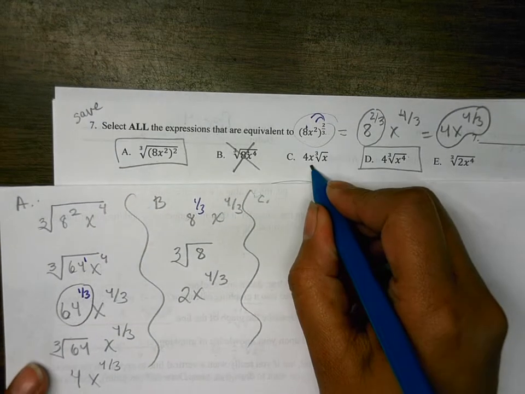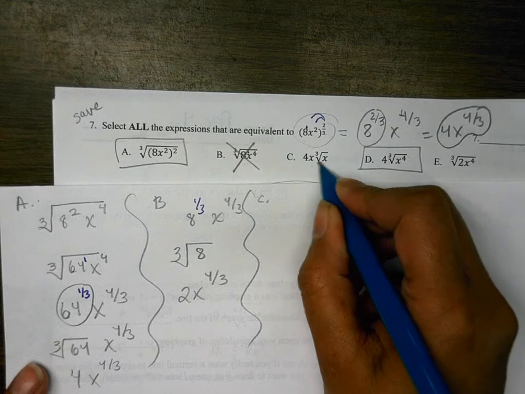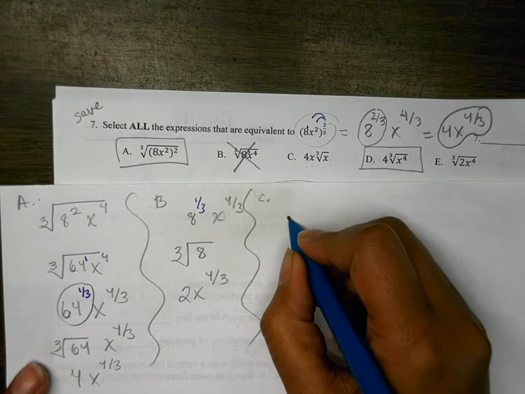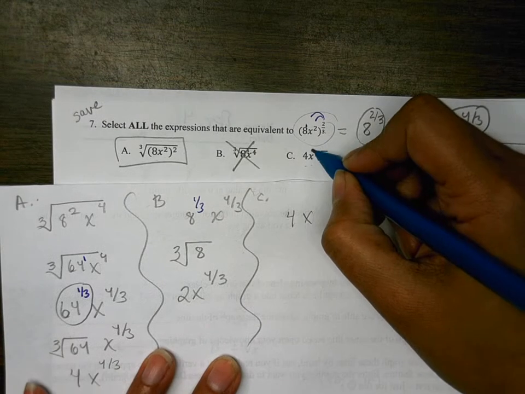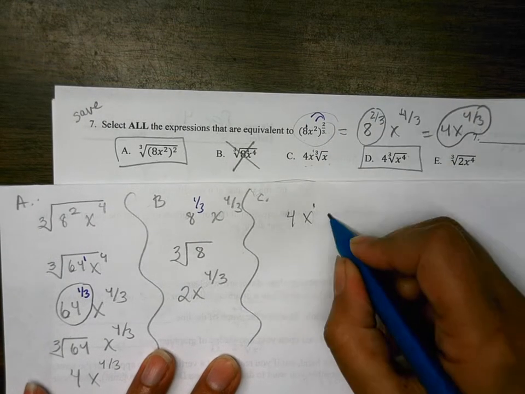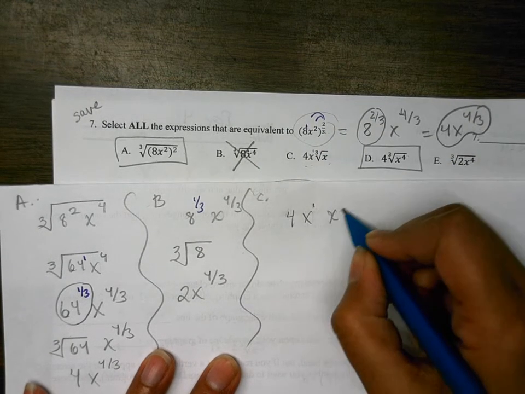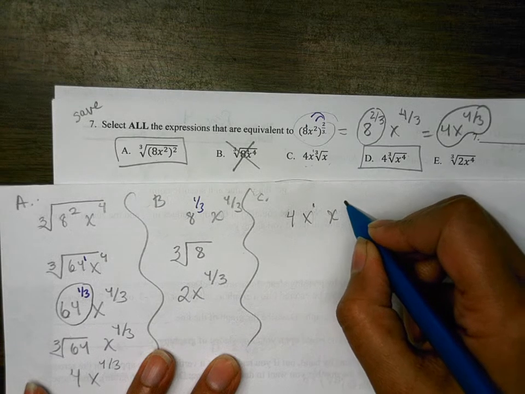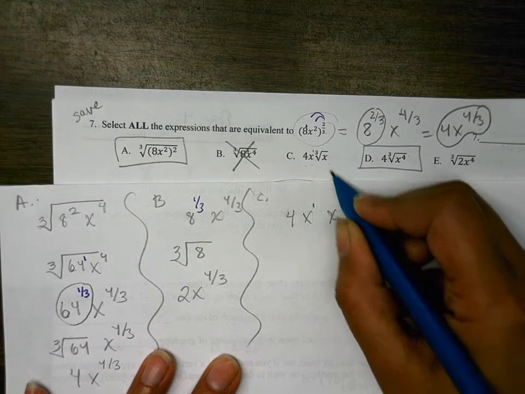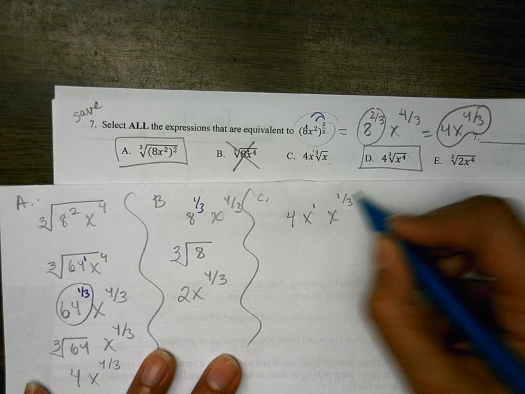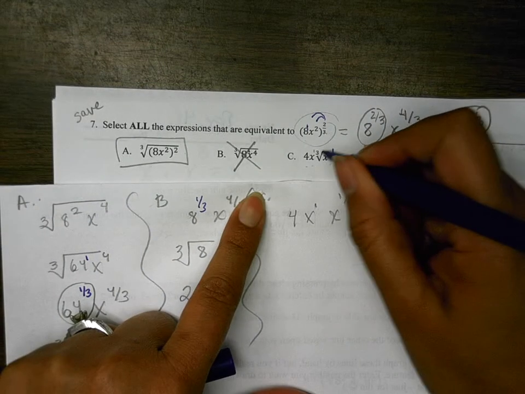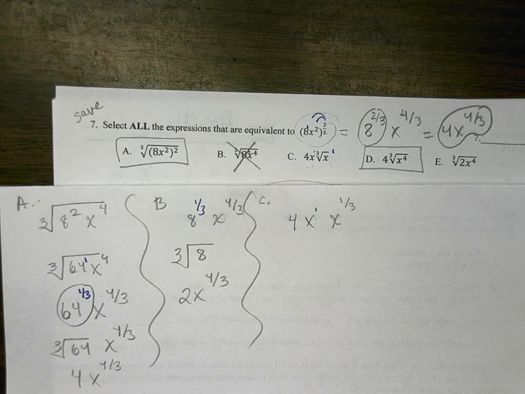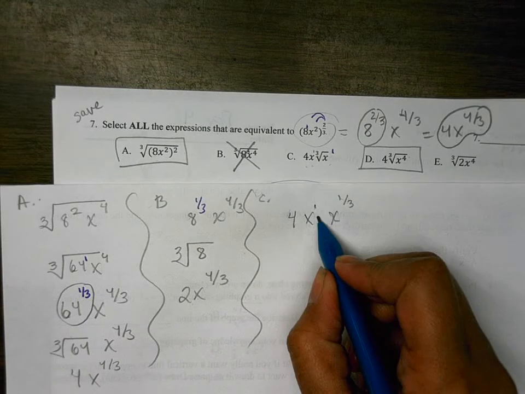C. A lot of kids will look at this and say, no way, it matches up. You have to be careful because there's an X on the outside and the inside. So that gives me 4x. Do you agree that's to the first power right there? And then the one inside, when I rewrite it, it's x to the what fraction? 1/3. Does everyone see where the 1/3 is coming from? Power of 1 and the index of 3.